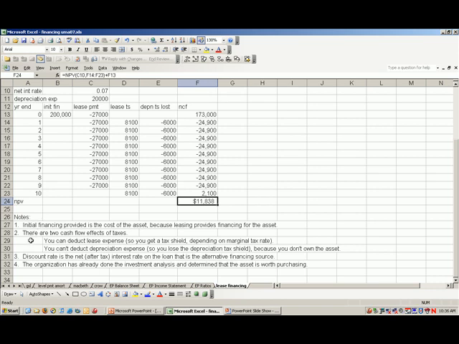Note 2 is that there are two cash flow effects of taxes. The first is that you can deduct lease expense, so you get a tax shield, and the value of that tax shield depends on your marginal tax rate. The second is that you can't deduct depreciation expense, so you lose the depreciation tax shield because you don't own the asset.